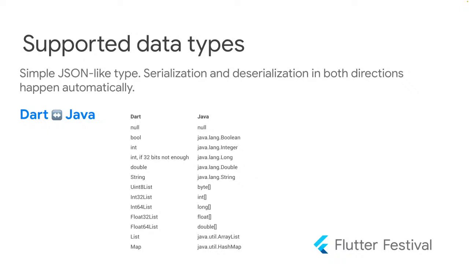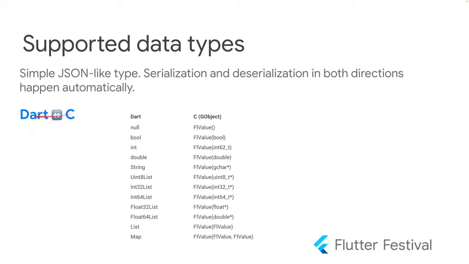Now, how does the serialization and deserialization happen between these types on both platforms? It happens automatically. We don't need to bother with all the details that are happening in the lower level APIs. It all happens automatically. The platform channel API handles that for us. We just need to know what the Dart type is and what the equivalent native type is.